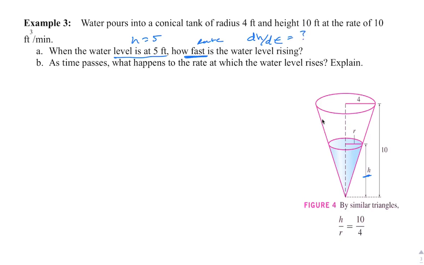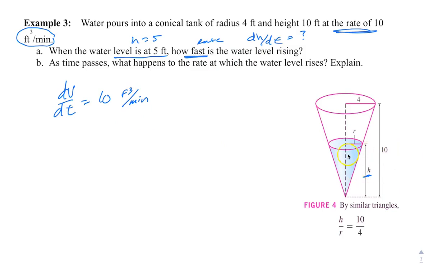And let's go back to see what else they tell us, right? Water pours into a conical tank of radius 4 feet and a height of 10 feet at a rate of 10 feet cubed per minute. Now, notice this, how you can use this cheat. Notice the units. Feet cubed, that's volume. So right here they're telling us dV/dt is 10 feet cubed per minute. And pouring in, so positive value. Sometimes they'll try to trick you. It's pouring in, so it's positive. So I have dV/dt, I have dh/dt.